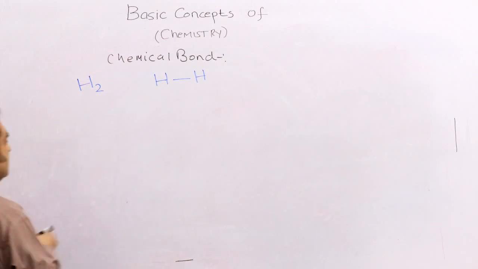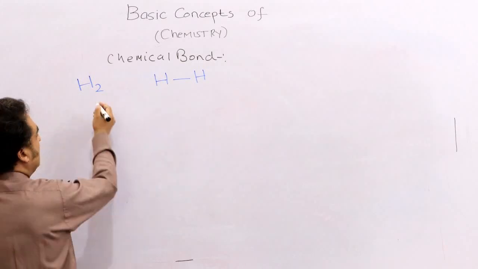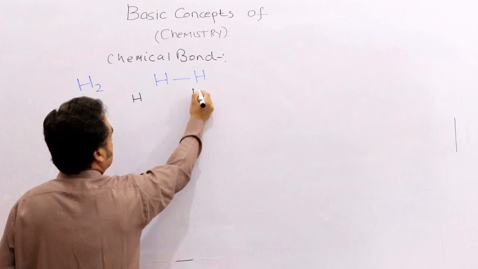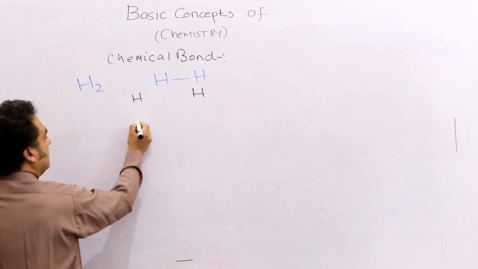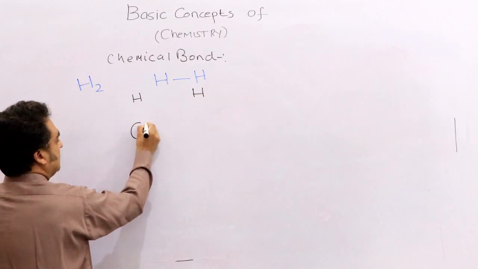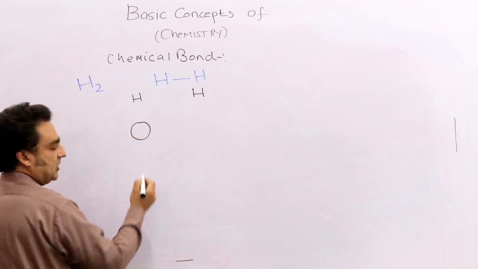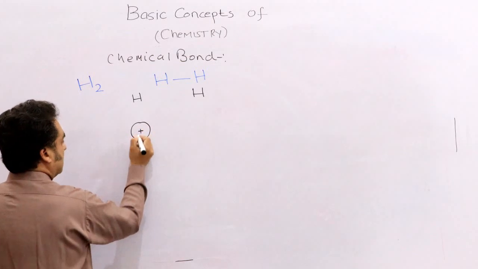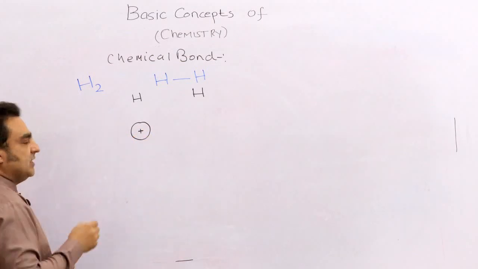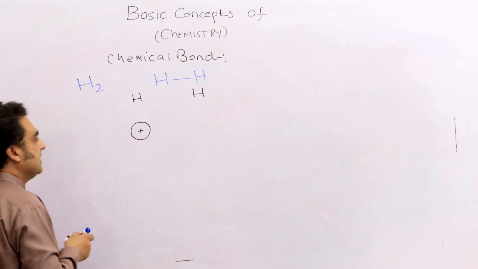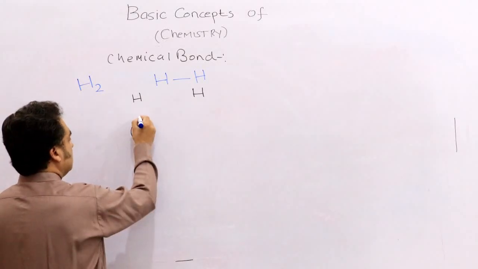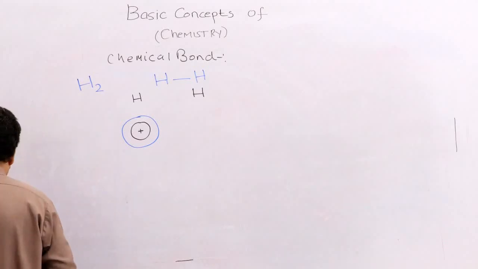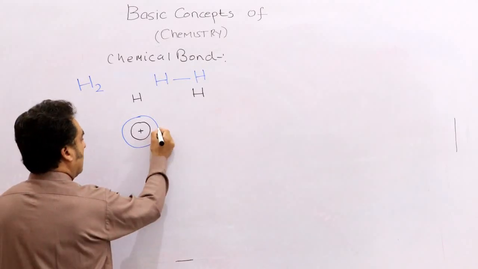what hydrogen has. Let's take two hydrogen atoms. This is one hydrogen atom and this is the other hydrogen atom. As you know from the electronic configuration of hydrogen, hydrogen has one positive charge in it, or one proton, and has one electron in it. The electron is present in the 1s orbital.